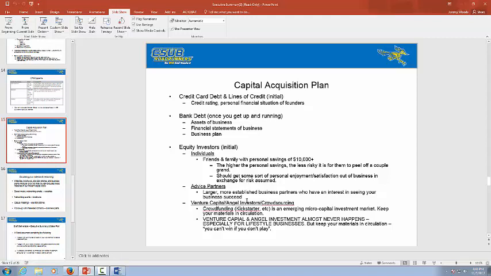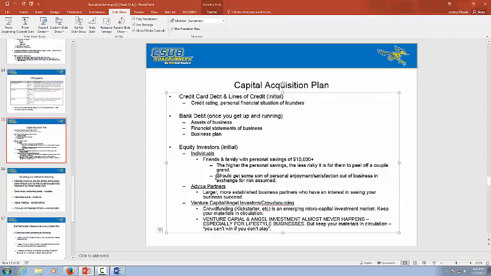People that have $50,000 liquid is even better. People that have $100,000 liquid is even better than 50, because it's less risky for them to peel off a few $1,000s and invest in your business compared to the total amount of money that they have.